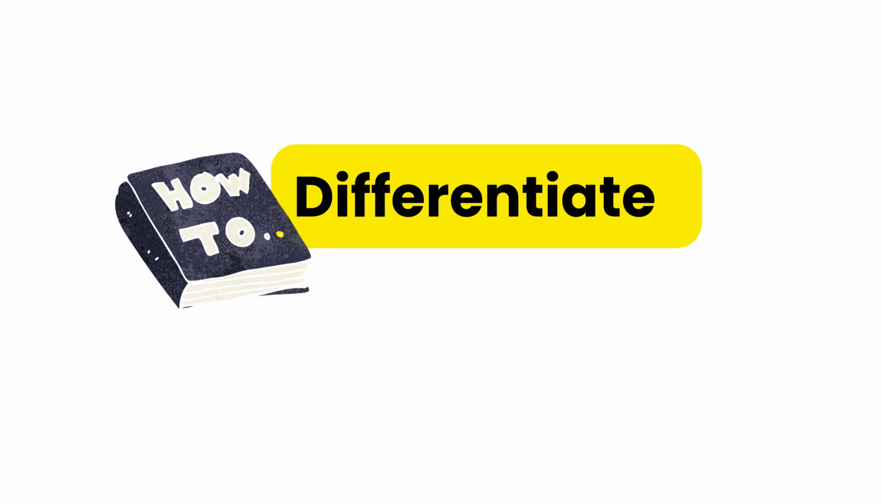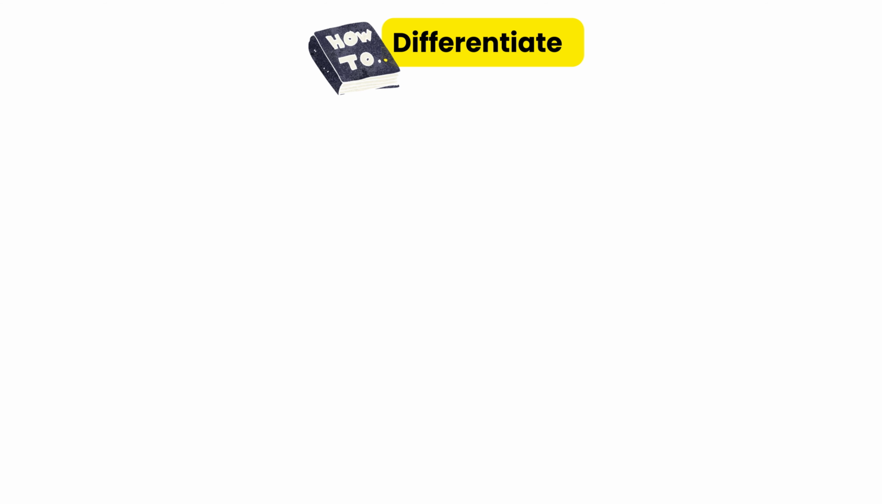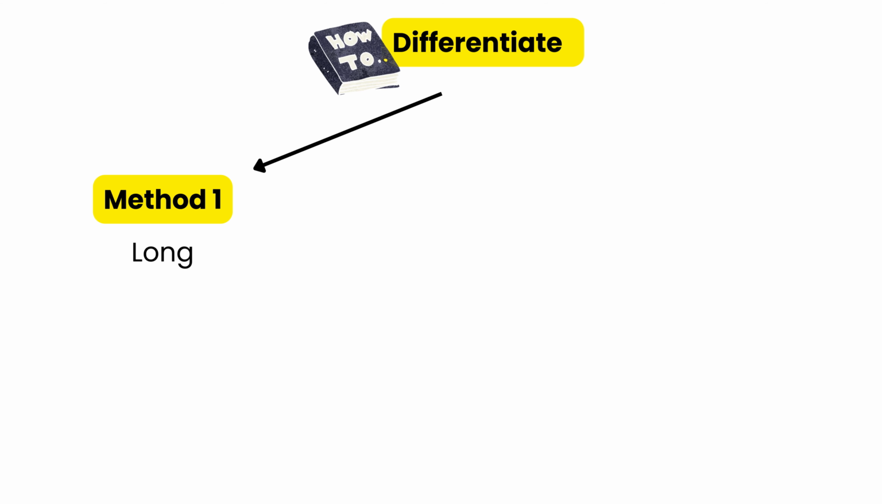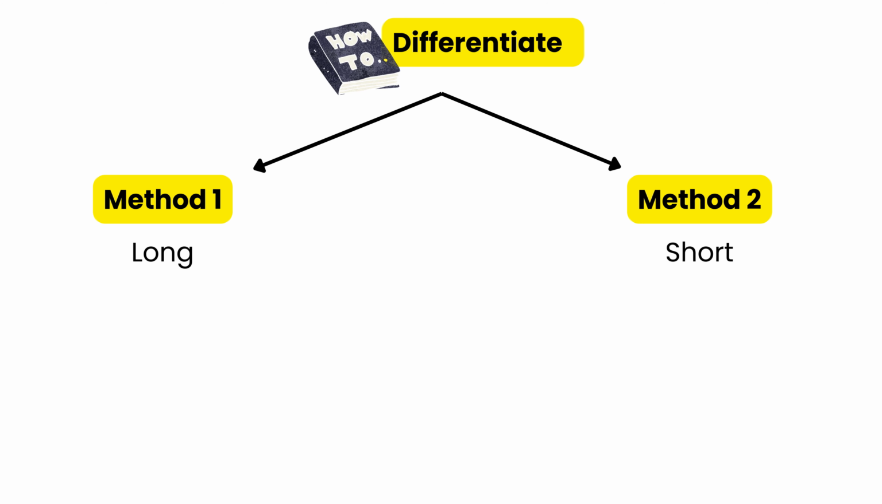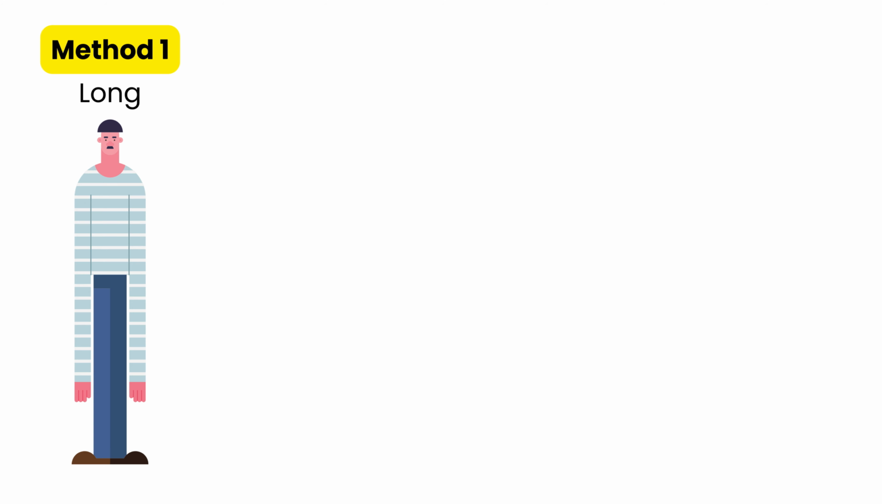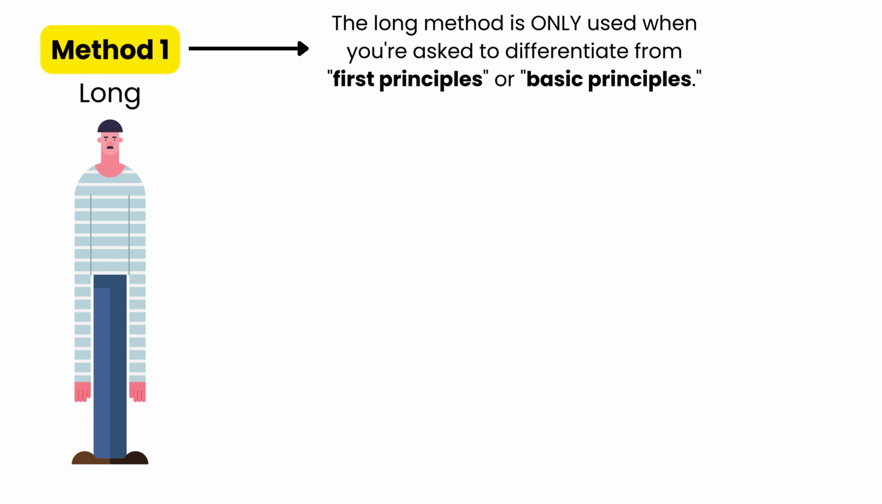Now that we know differentiation gives us the slope at a point, let's look at how to actually differentiate. To do this, we've got two methods, the long method and the short method. Let's break them down. The long method is only used when you're specifically asked to differentiate using first principles or basic principles. Very important. Only use this method when the question explicitly tells you to, because honestly, it's a mission. Way too much work for normal use.